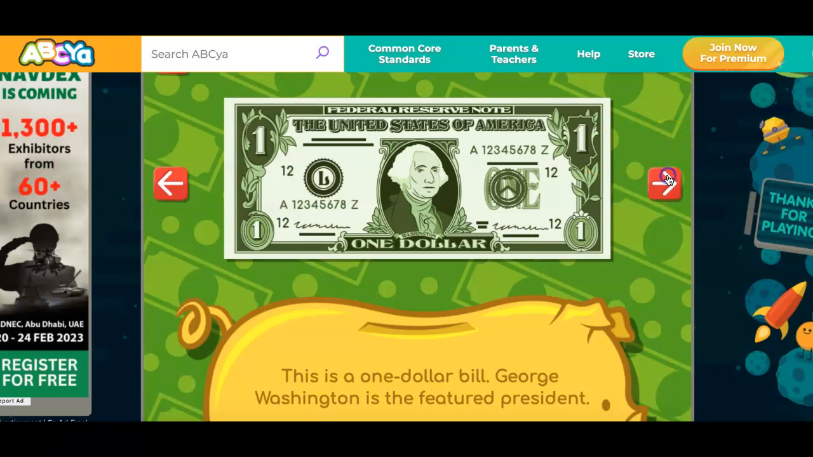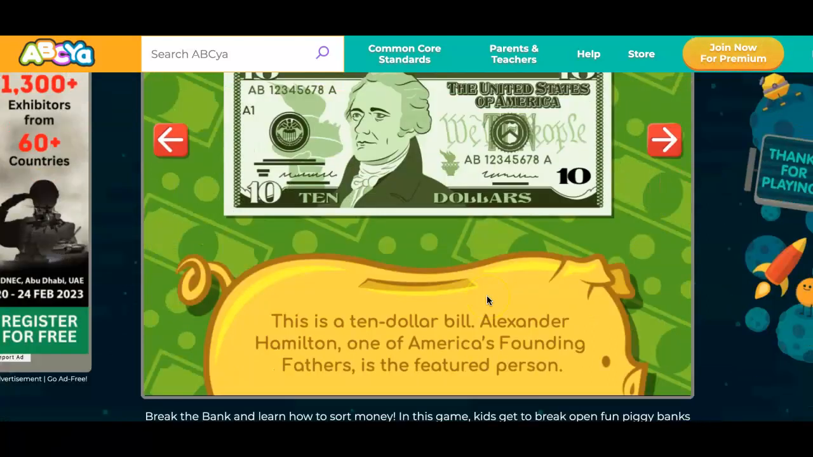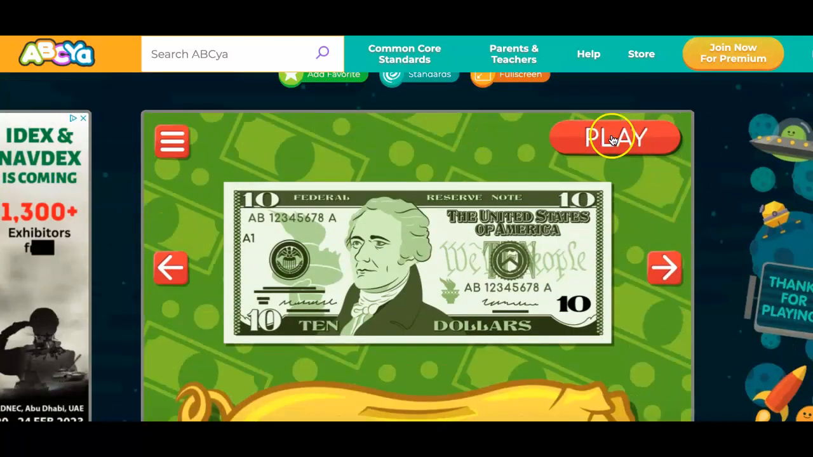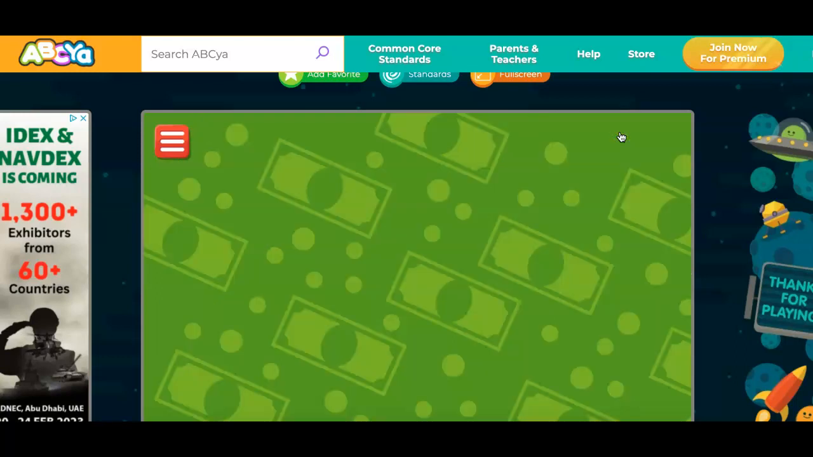for the word problem. The other one is a $5 bill. Abraham Lincoln is the featured president. This is a $10 bill. Alexander Hamilton, one of America's founding fathers, is the featured person. So this is extremely important. It just keeps going and students would press play.